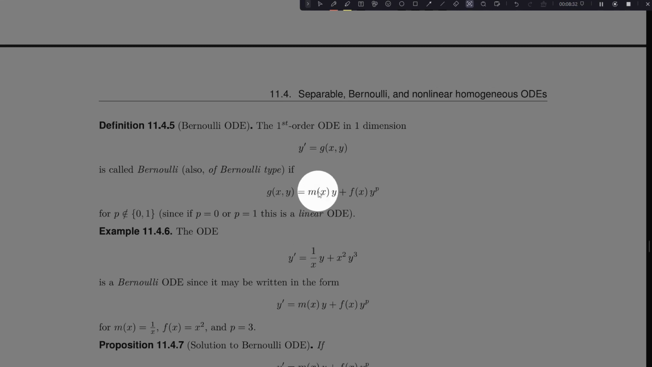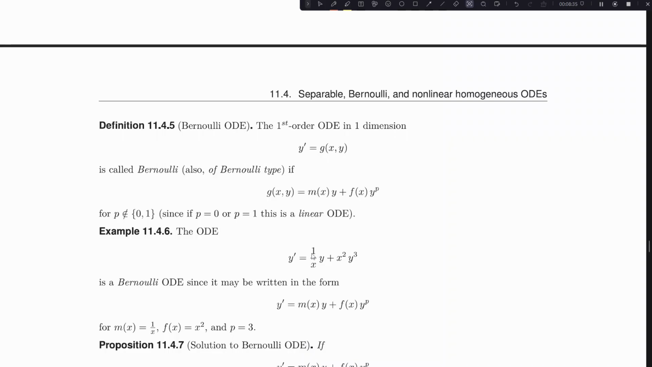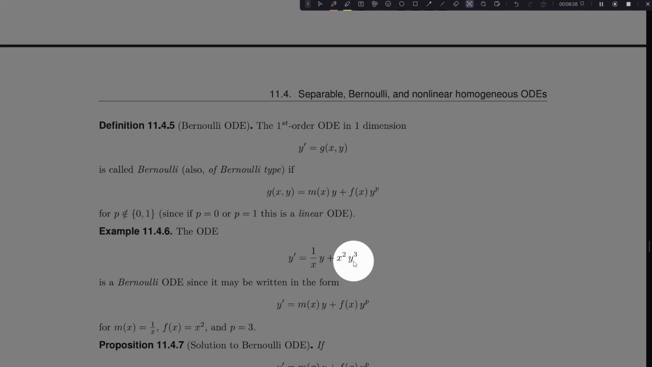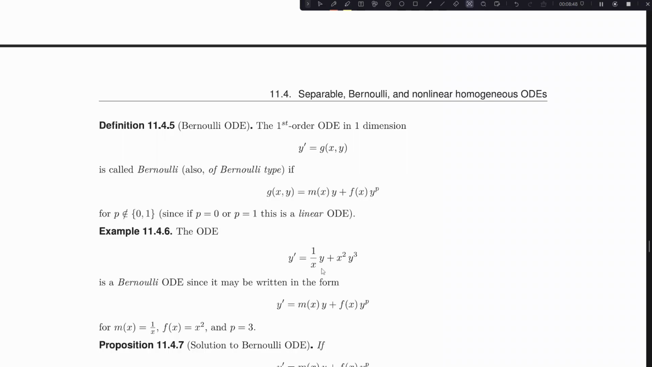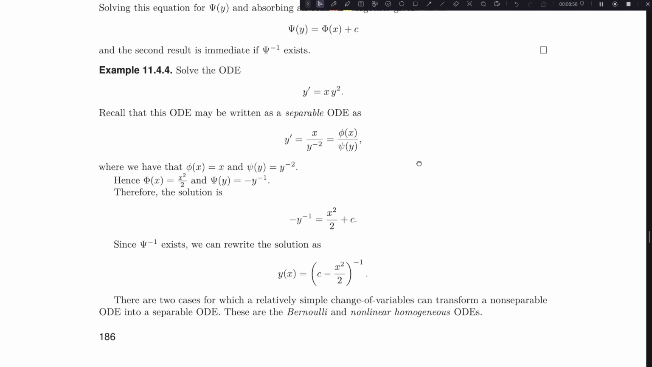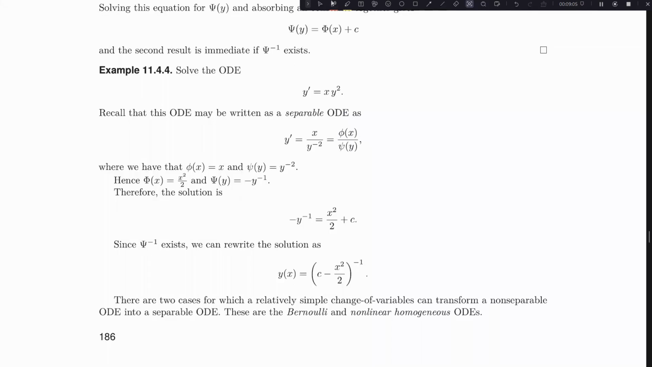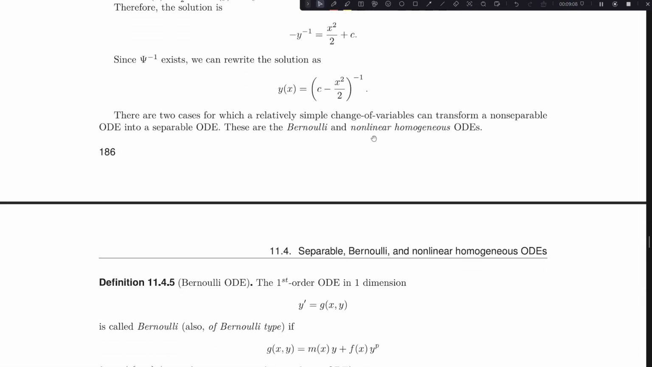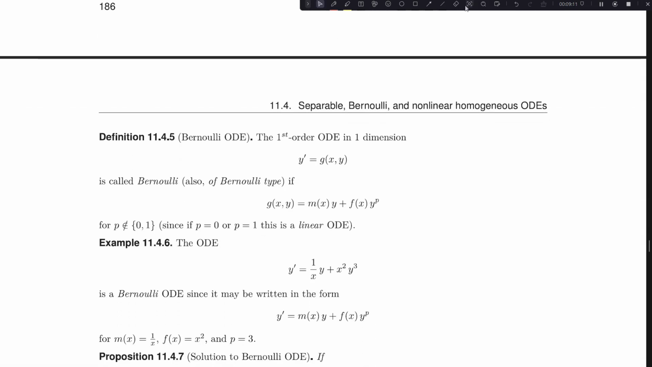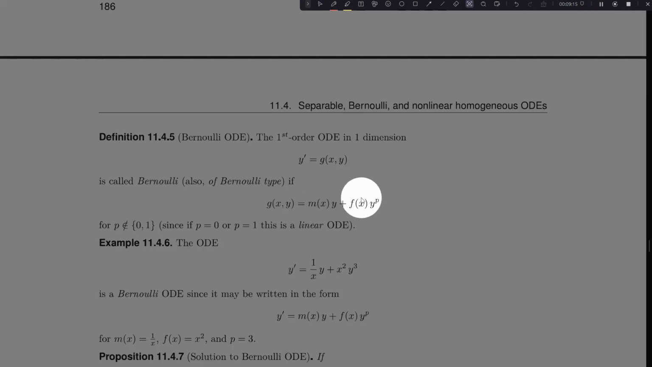Looking at an example of one of these, I can see that the right hand side here is a multiplication of a function of x times y. So there's my linear part. And then a function of x times y to a non-zero or non-1 power. And that's what gives me Bernoulli type. So this first term is like, okay, that's linear, but then if I add this special term, that's Bernoulli type. Technically the type above here is also of Bernoulli type, because you can say the linear term was 0, and then the Bernoulli term, which you add, is y squared here. So p would be 2, but in this bottom setting, m is 1 over x, f is x squared, and p is 3. So there you go at the bottom.